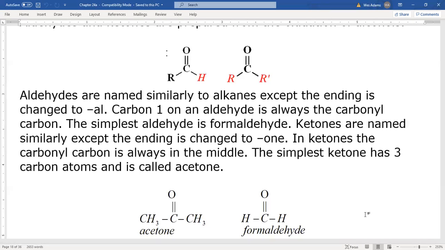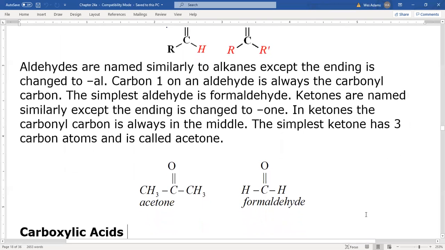Ketones are named similarly, except you're going to change the ending to ONE. So essentially, name the chain that includes the carbonyl carbon, and then change the ending to ONE. You'll have to number the location of the carbonyl. The simplest ketone has 3 carbon atoms and is called acetone. So you can see there's acetone and there's formaldehyde.